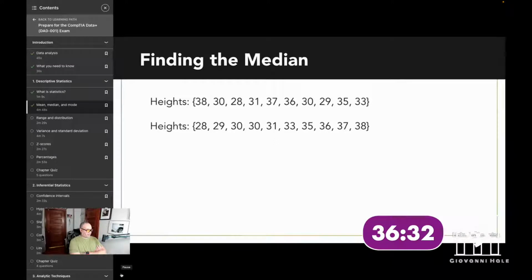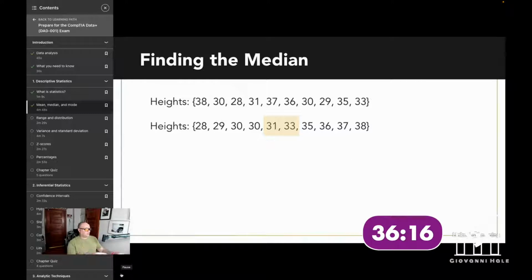But there's a small catch here. This data set has 10 values, so there is no middle. Instead, 2 values, 31 and 33, share the middle position. That's no problem. We'll encounter this whenever we have an even number of values in our data set.